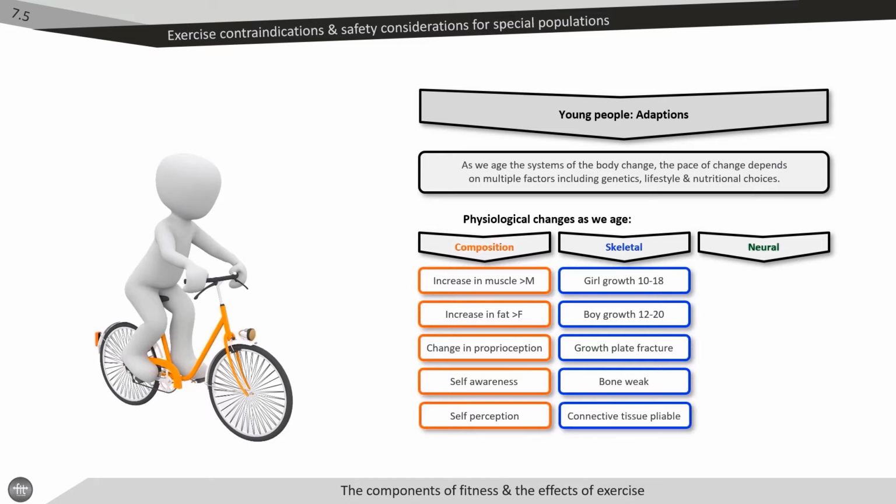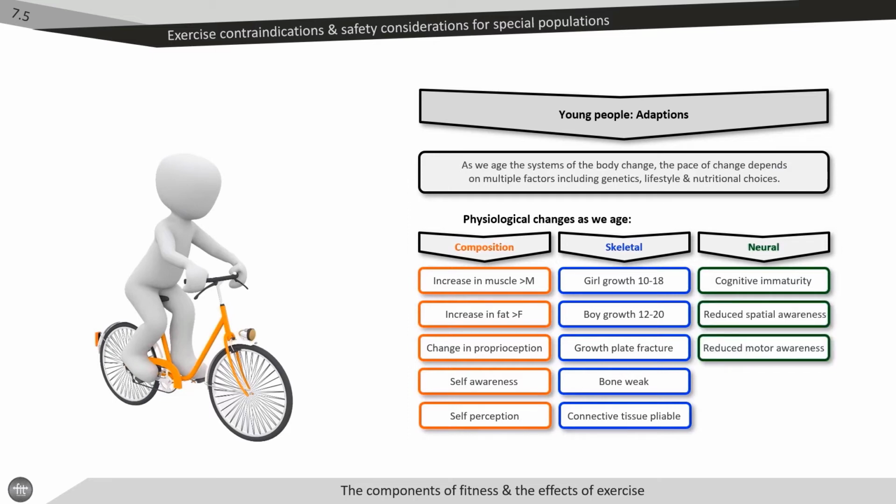Joints and connective tissues are also not fully developed, and caution when using fast movements and change of direction should be used. In relation to changes within the nervous system, young people are less mature and should be supervised when using weights or machines to reduce any horseplay and any incidence of accidents. Individuals will have an altered spatial awareness and reduced motor ability, so ensuring that there is sufficient space for younger individuals to train will limit any potential of harm due to accidents occurring.